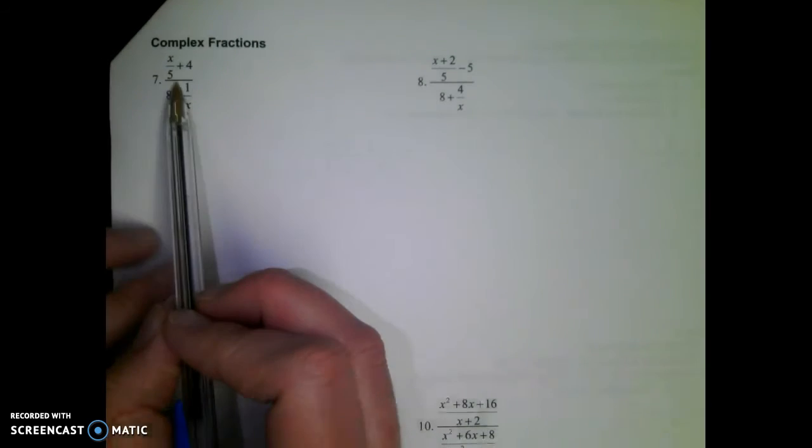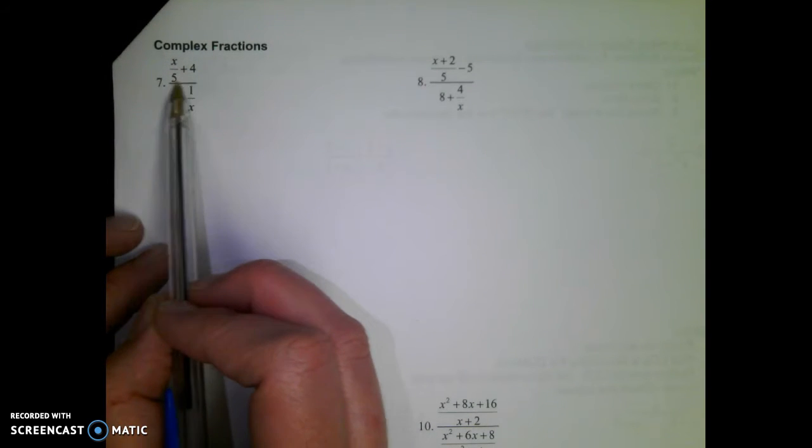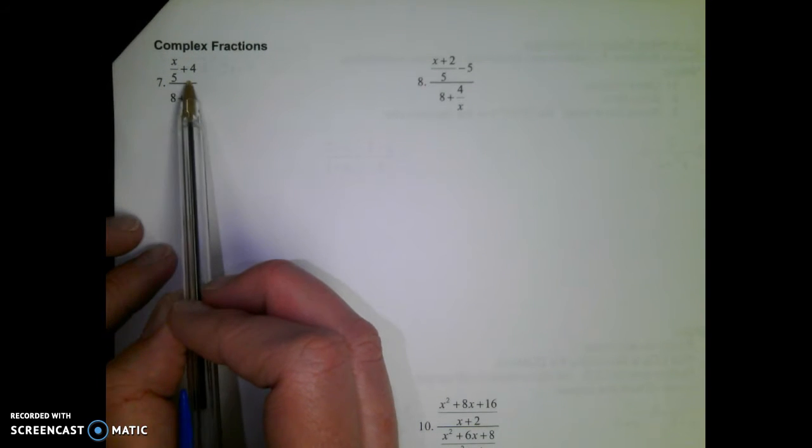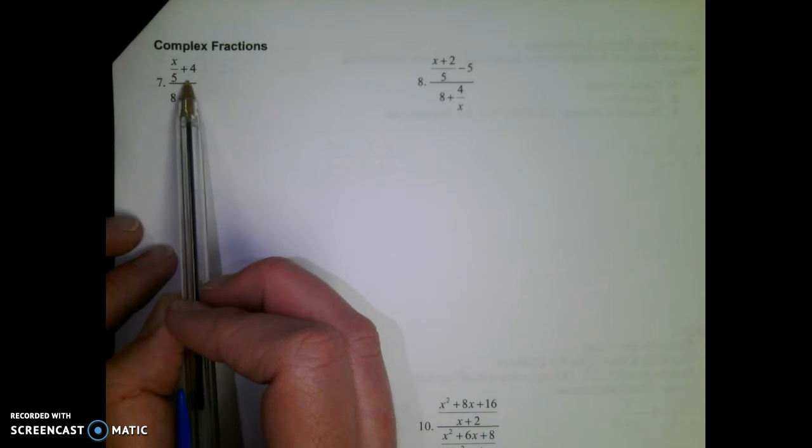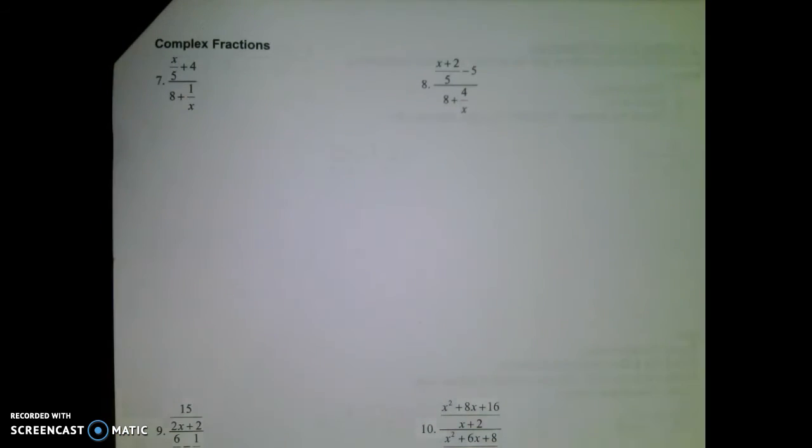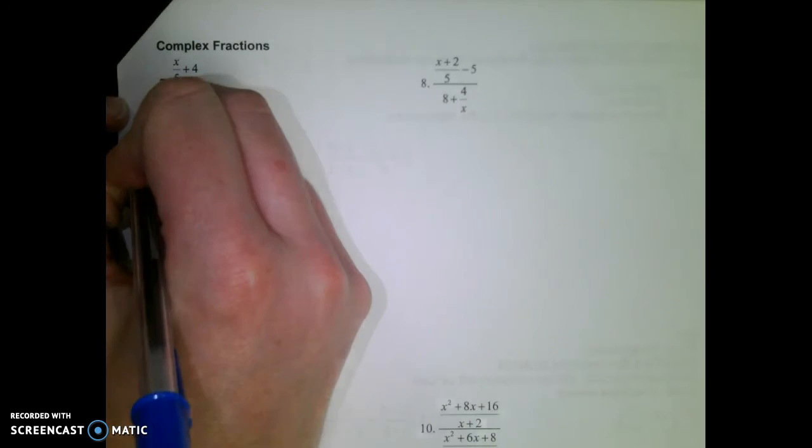Then, what does this symbol in the middle mean? It means divide, so it's the top divided by the bottom, and we know how to do a division problem. So basically, it's 2 addition problems and then a division problem. It's 3 parts. So here's how we're going to start.